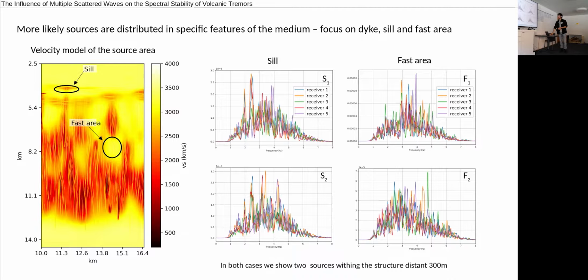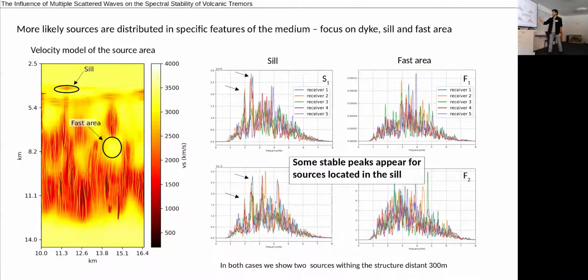But when we look at the sill, we see that actually there are some stable peaks. We see a peak that occurs at all the receivers, for both sources, at 2 and 2.5 Hertz. So this means that it is really unlikely this is related to the path. This most probably is related to a sort of really local resonance. In this kind of analysis, we considered something that was extremely localized in space, because we considered some sources, for example, that are 300 meters apart. Of course, when we did this analysis, we considered also wider distances, up to 800 meters, 1 kilometer.